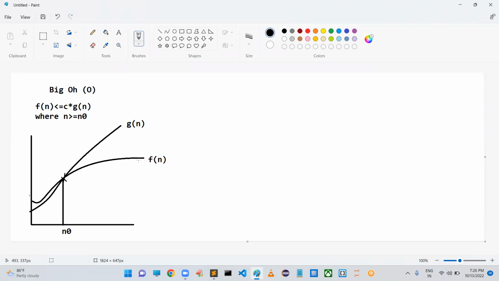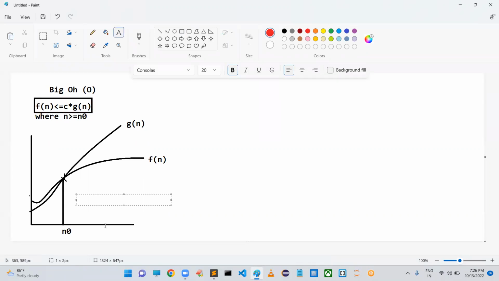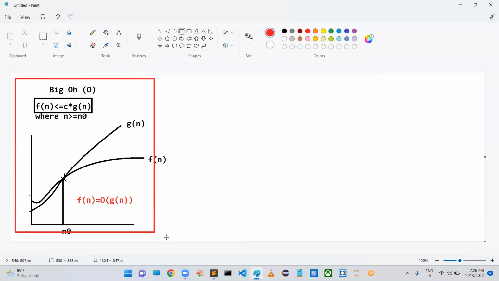If such type of function you are getting, then we can say f of n is less than or equal to some constant times g of n. This can be represented in this style: f of n is equal to big O of g of n. If any function you are getting in this format, then this is considered as big O representation.